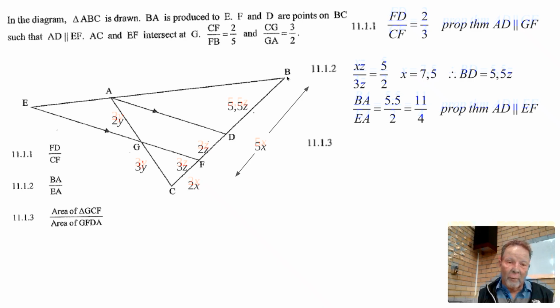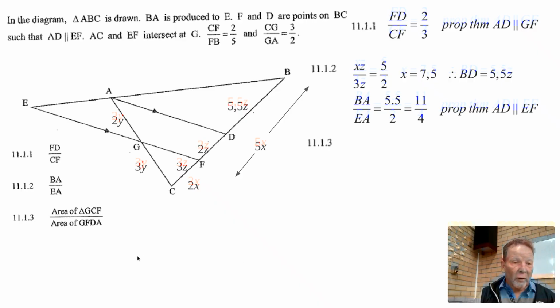I know it's got to be the same ratio as 5.5 to 2 because that's what the proportionality theorem tells me. Well, the ratio of 5.5 to 2, to make it a little nicer, multiply both sides by 2, is a ratio of 11 to 4. Why can I do it? Because of the proportionality theorem and because AD is parallel to EF.